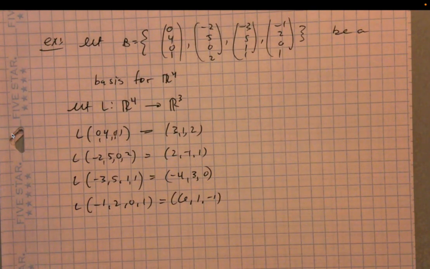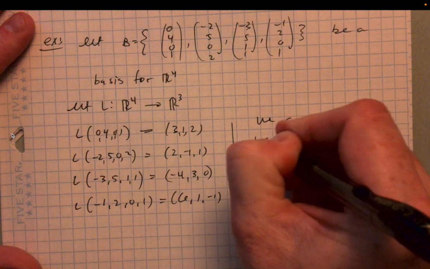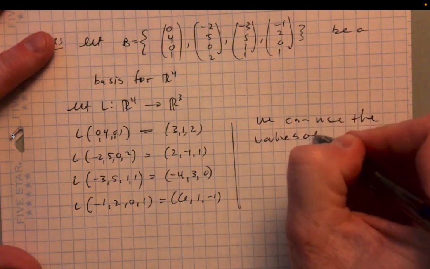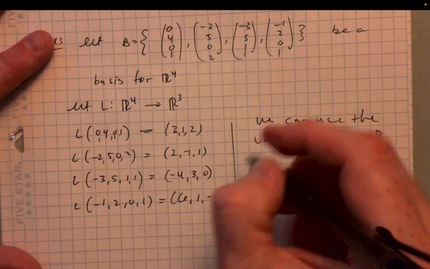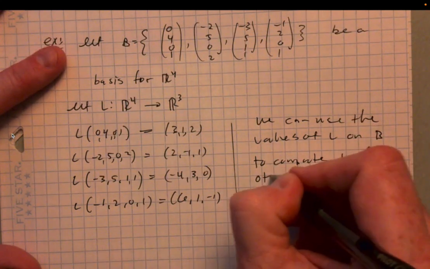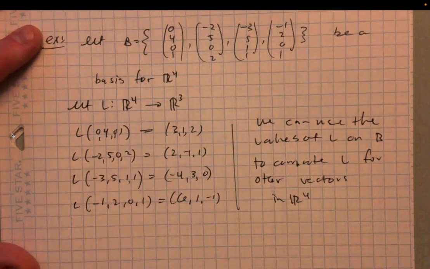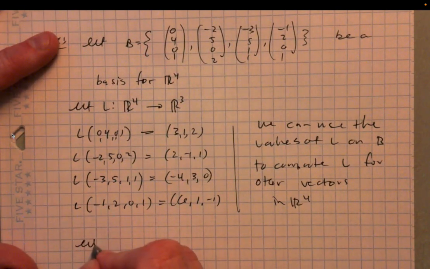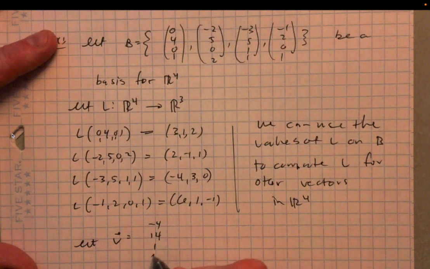Okay, so we can use the values of L on this ordered basis B to compute L for other vectors in R4, other vectors in the domain R4. So for example, let v equal (-4, 14, 1, 4).